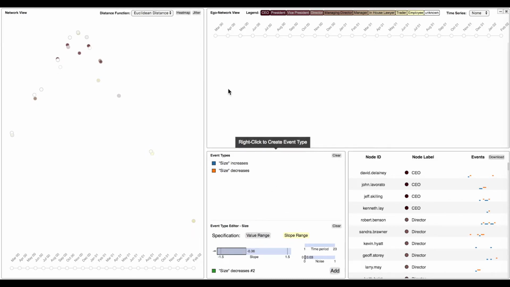In the resulting spatial layout, some dots overlap with one another. Users can overlay a heat map on the spatial layout. Redder area means that there are more dots overlapped in that area. The analyst clicks on the jitter button to jitter the dots to reduce overlapping.